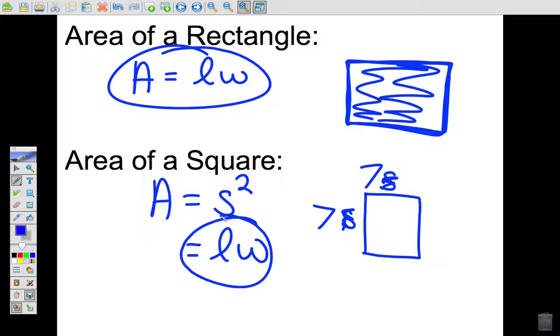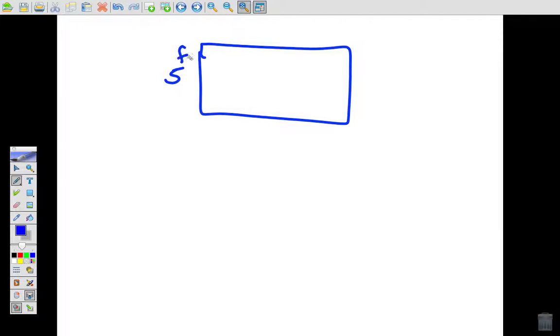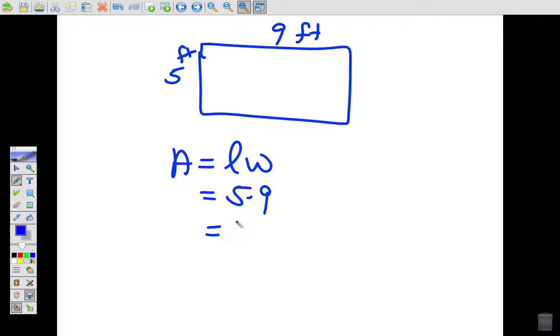One last thing I want to mention is if I have this rectangle, and let's say that this rectangle is 5 feet by 9 feet. To find the area of it, I'm going to take the length times the width, or in other words 5 times 9, and I get 45. Now area is in square units. It's square feet. I can either say 45 feet squared or 45 square feet.